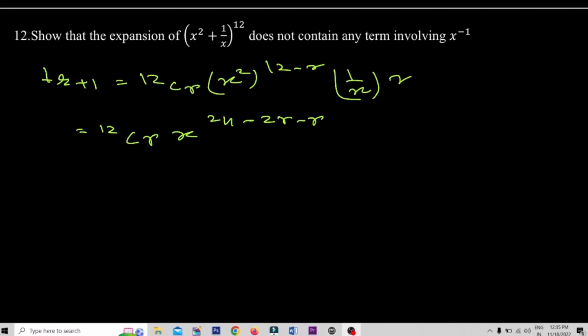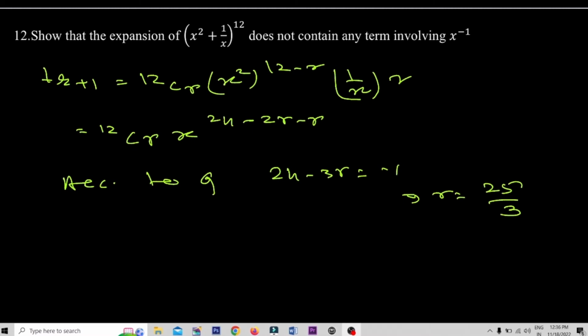So according to the question, 24 minus 3r equals minus 1. It means r equals 25 by 3, same as the previous case. So there is no term, because r cannot be, actually r denotes what? T(r plus 1) is the term. So the number of terms cannot be a non-integer. So there is no term containing x to the power minus 1 in this expansion.